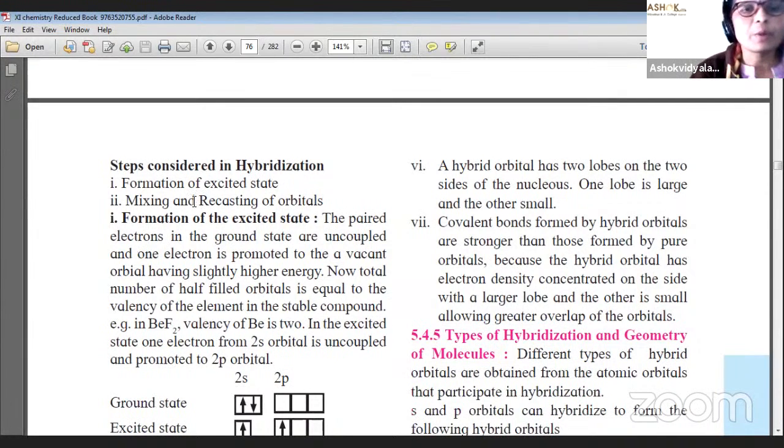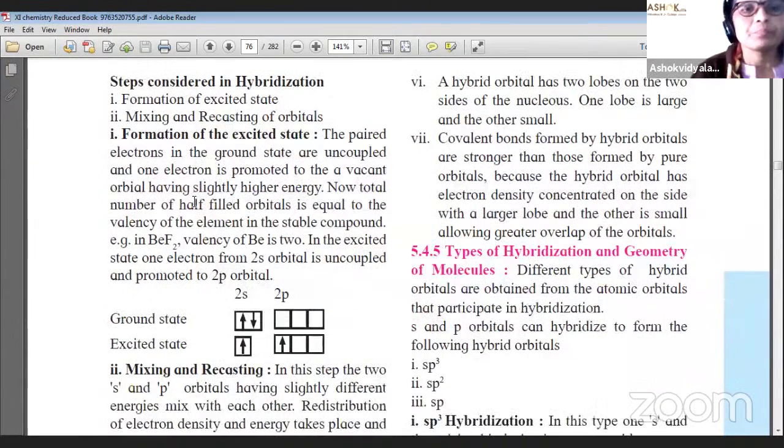See, the formation of the excited state. Again, the example of beryllium difluoride is considered. In case of the beryllium, one of the electrons from the 2s is promoted to 2p, and now there are 2 unpaired electrons present for the formation of the 2 bonds with the 2 fluorine atoms. This is the formation of the excited state.